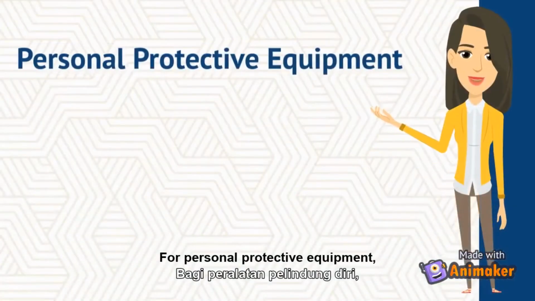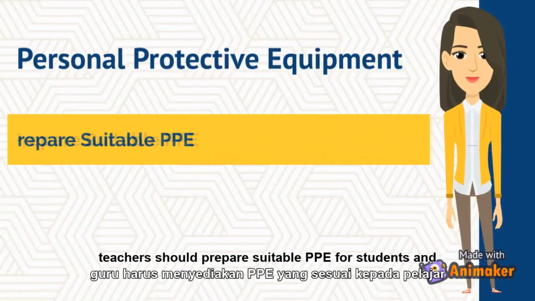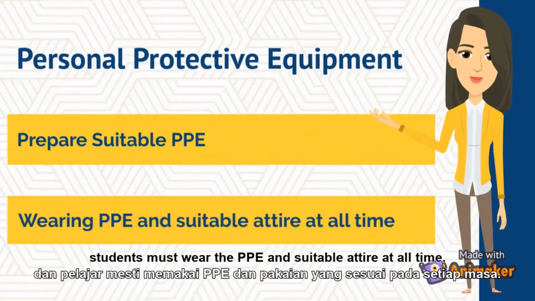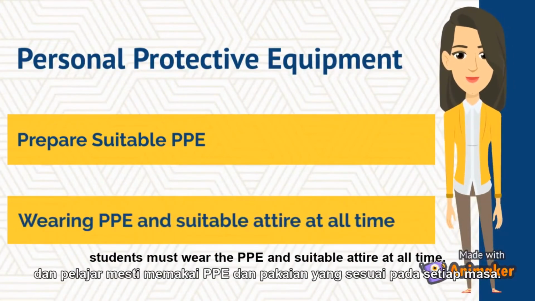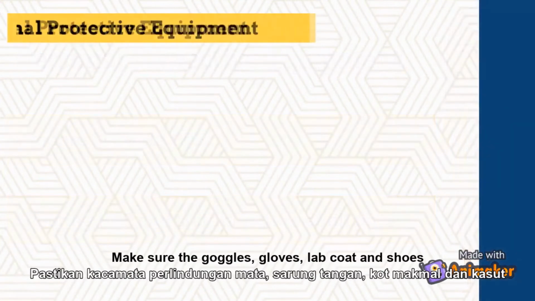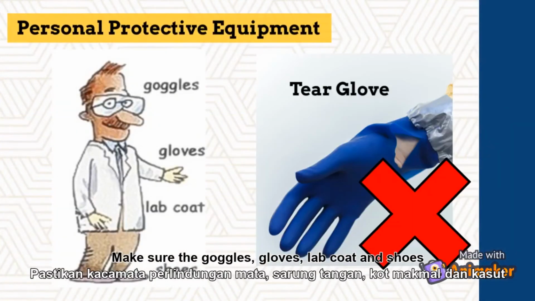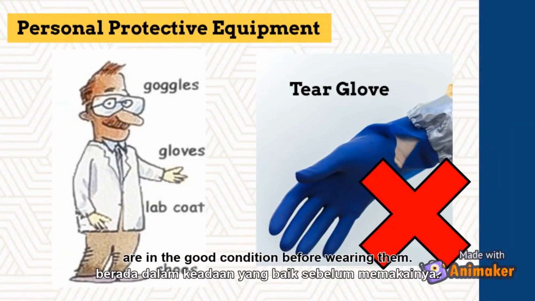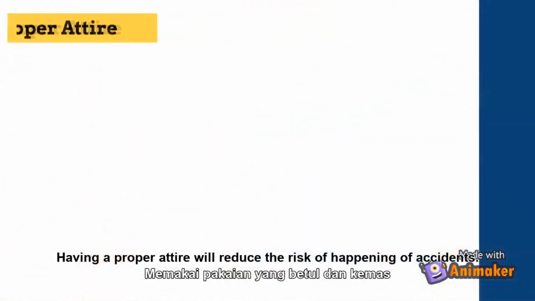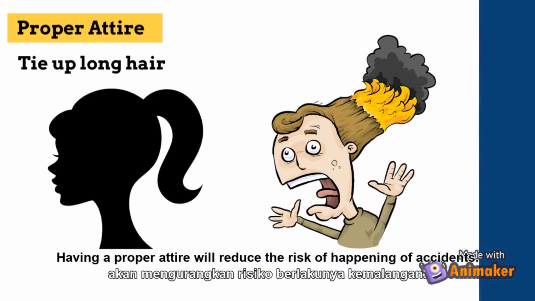For personal protective equipment, teachers should prepare suitable PPE for students, and students must wear the PPE and suitable attire at all times. Make sure the goggles, gloves, lab coat, and shoes are in good condition before wearing them. Having proper attire will reduce the risk of accidents.